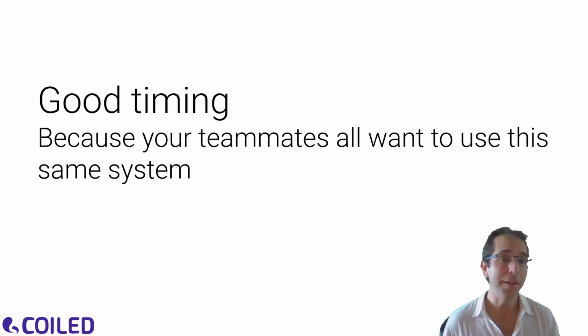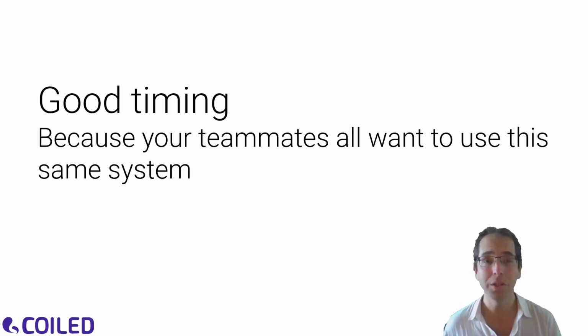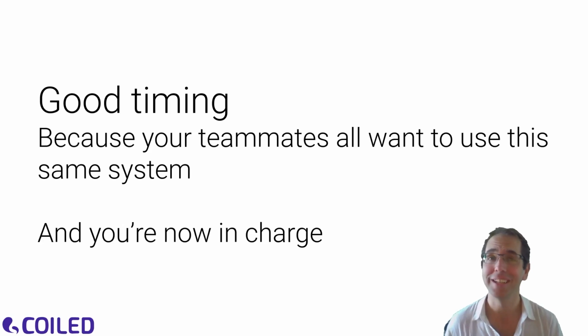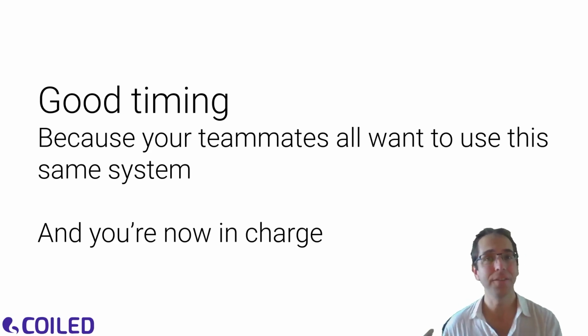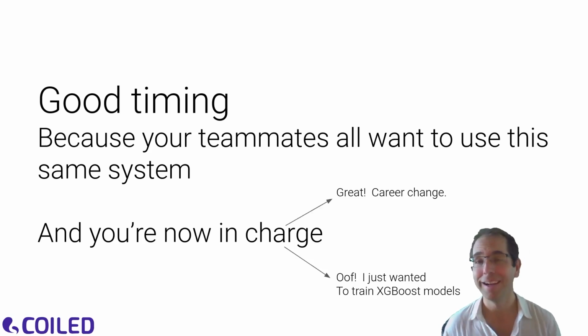And this is good timing because again, your teammates all want to use this same system. They want the same power that you've had over the last few months as you've built up this capability. So this is again, really good timing. And you're also now in charge. You're the only person in your group that understands both the data problems you're trying to solve and also enough of the sort of IT cloud DevOps problems to control things. This is either great or terrible. If you want a career change, this is a great one. There's lots of money to be made here. Or maybe you just wanted to be a scientist and this maybe isn't great.